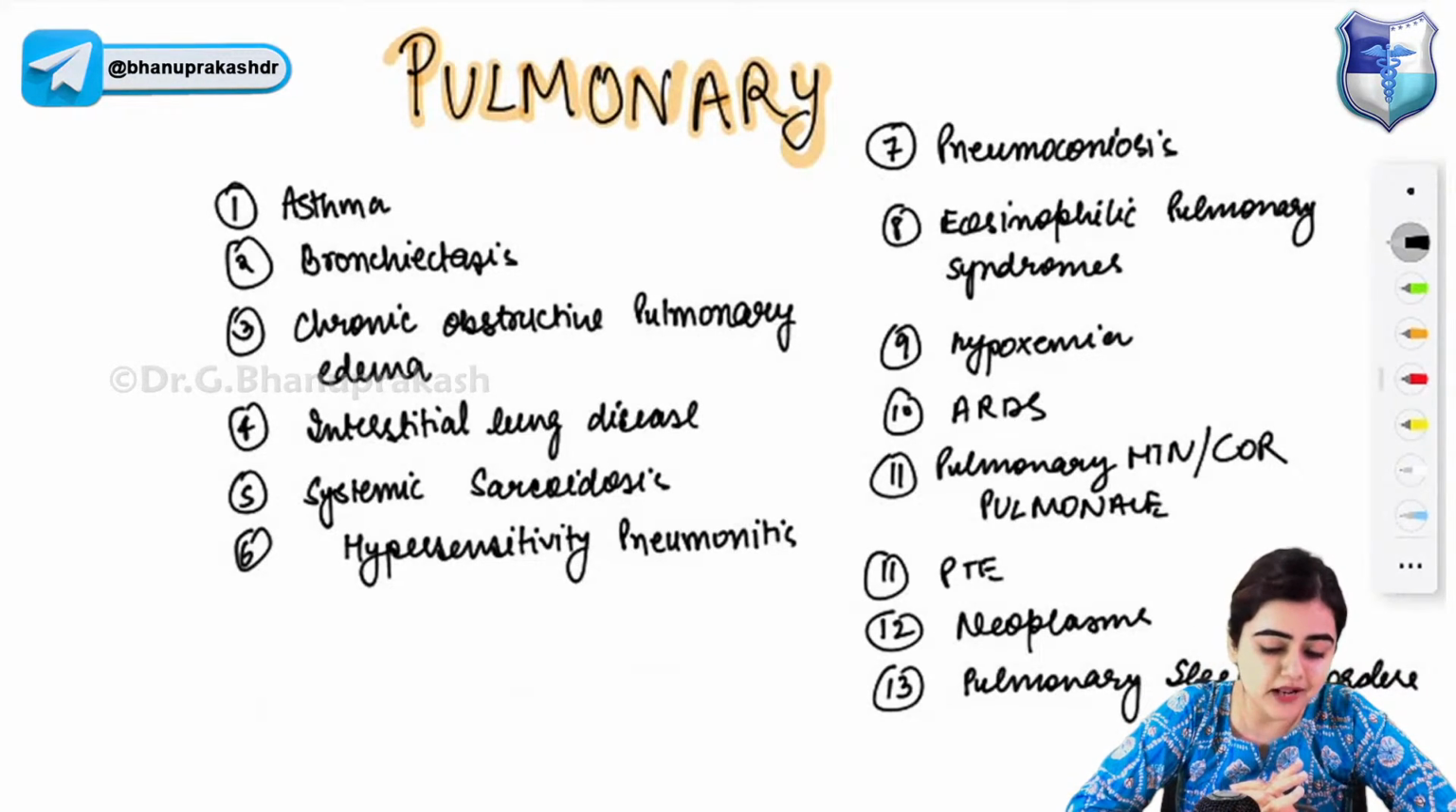So in pulmonary medicine, we will be covering asthma, bronchiectasis, chronic obstructive pulmonary disease, interstitial lung disease, systemic sarcoidosis, hypersensitivity pneumonitis, pneumoconiosis, eosinophilic pulmonary syndromes, hypoxemia, ARDS, pulmonary hypertension, cor pulmonale, pulmonary thromboembolism, neoplasms, and the pulmonary sleep disorders.